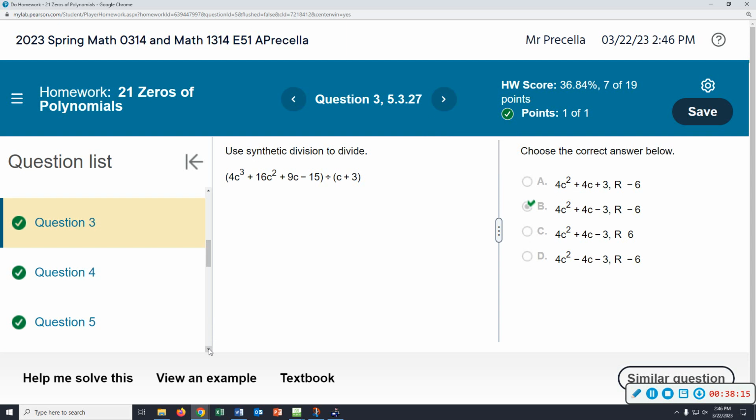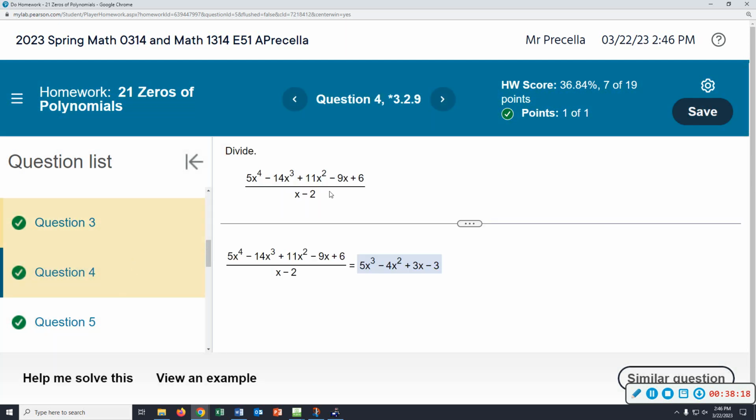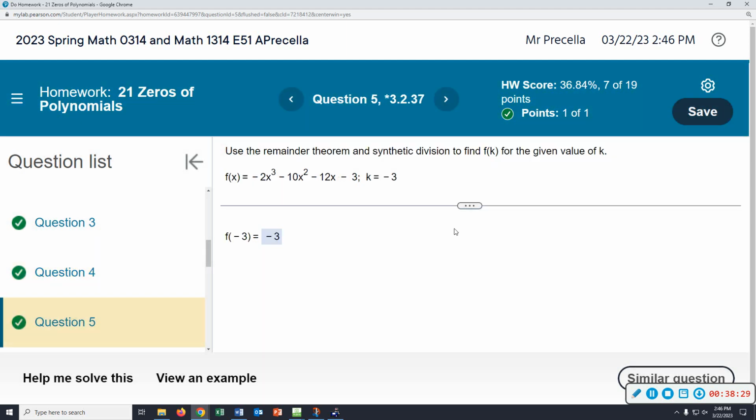The others are asking you to find the quotient, all of that. It's just a difference in instructions. Numbers 1, 2, 3, 4 say divide. Number 5 says remainder theorem.